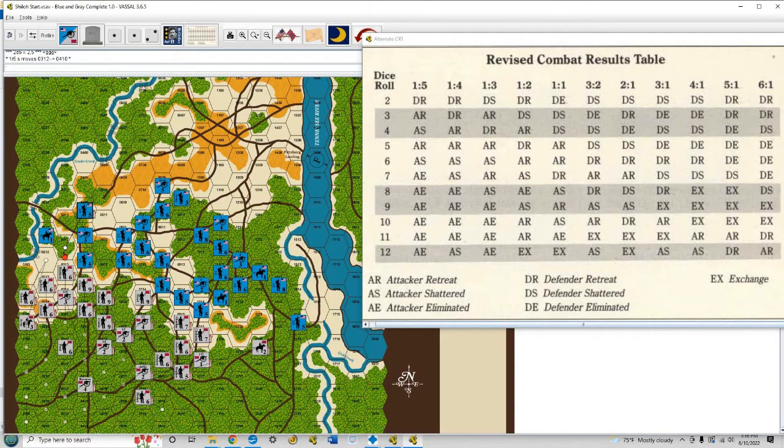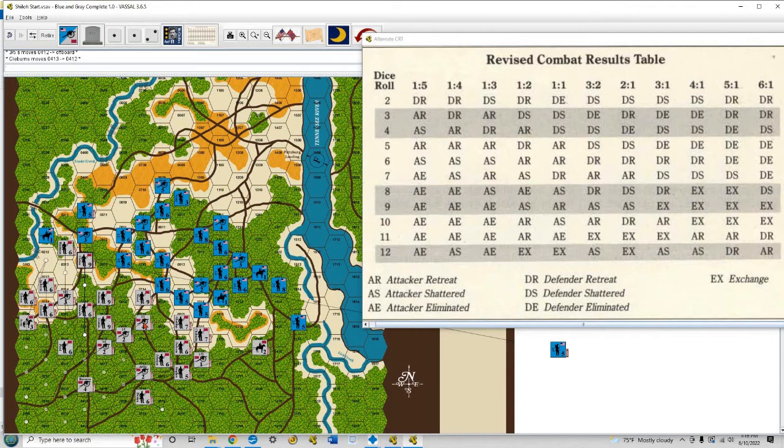And I'm going to take that space here. What I'm going to try to do is take out those artillery pieces if I can. 12 to 5, 2 to 1 odds. Defender is shattered. So this is our first Union shattered one. So we're just going to put that over there. And I'm going to move this into place.